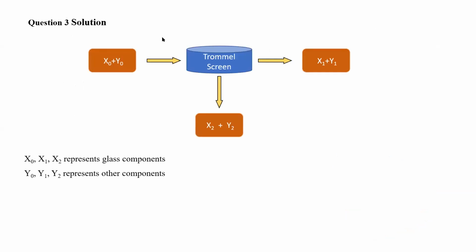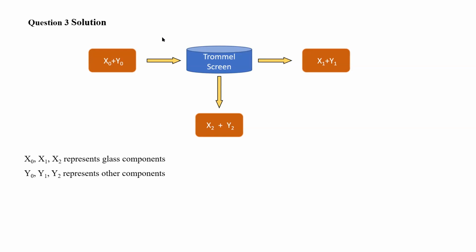In this slide, you can see the representative figure for this question. We have an input or feed flow that is shown on the left-hand side of the thermal screen, while the underside of the thermal screen is called underflow. The right-hand side of the screen is named overflow. Also, we try to collect glass in the underflow part, and the remaining part is accumulated in the overflow.